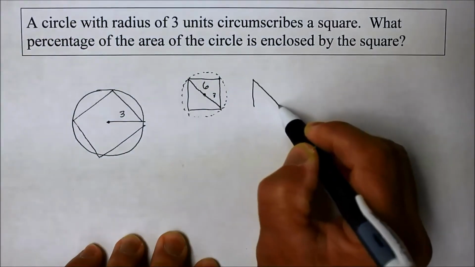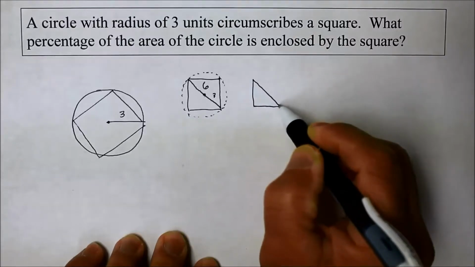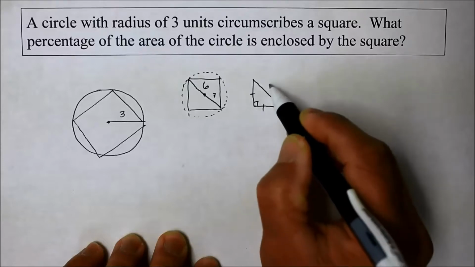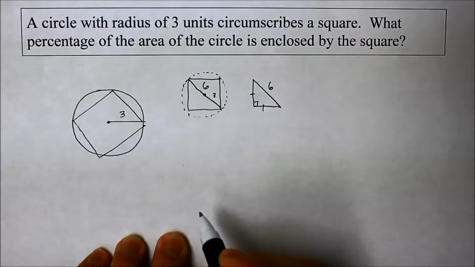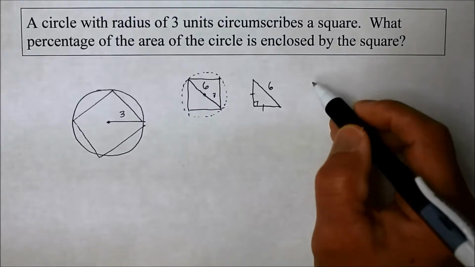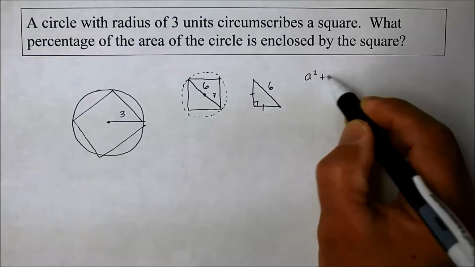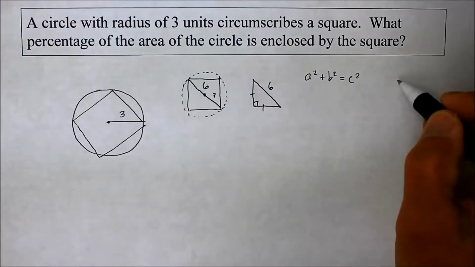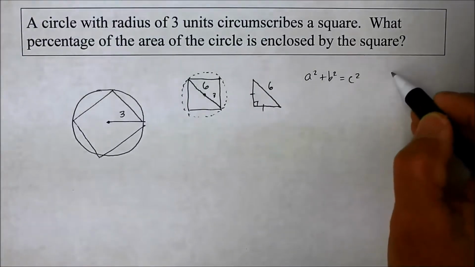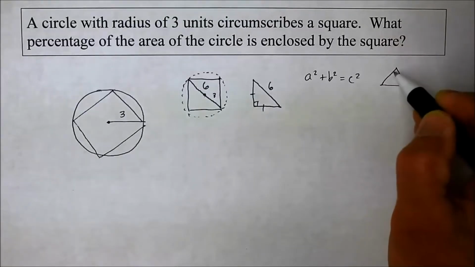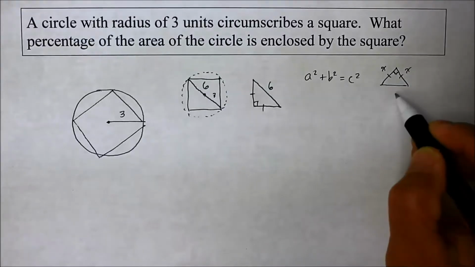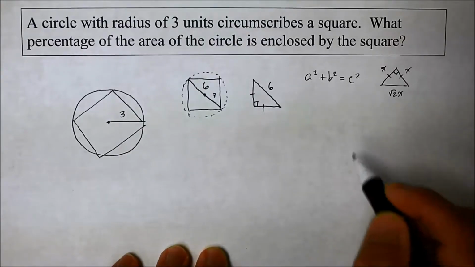So now, if you take half diagonally a square, that's going to become an isosceles right triangle with the hypotenuse of 6. Now, if you use the Pythagorean theorem, a squared plus b squared equals c squared, or you could also use the ratio of an isosceles right triangle, where we say if this is x, then this is square root of 2 x. We'll do it both ways.